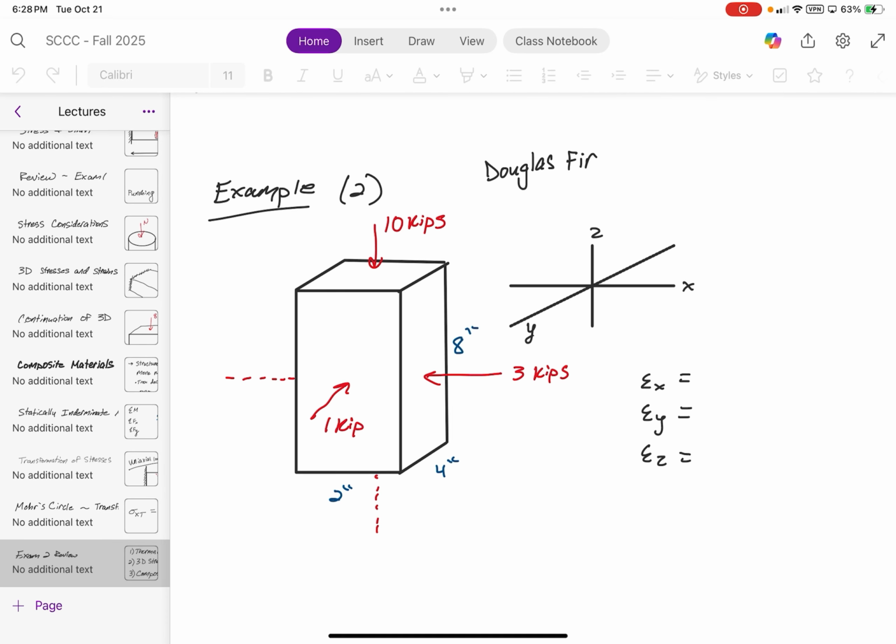Yeah, that's this dimension. You're doing this one here. So it's going that way.